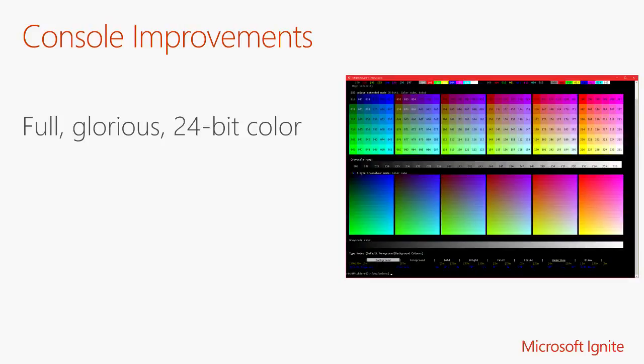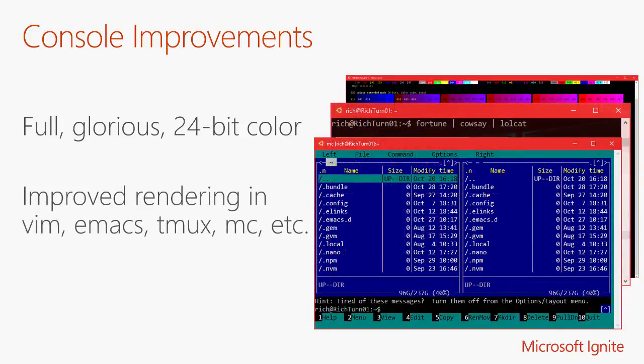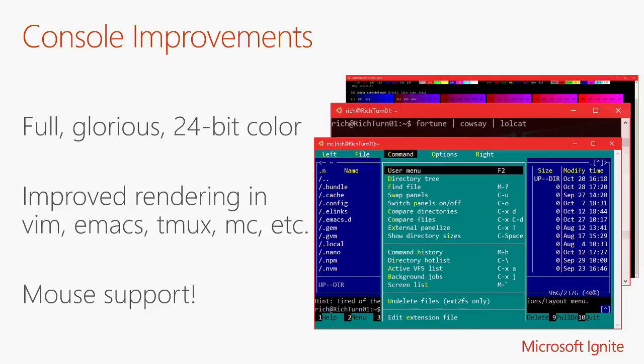Improvements: full glorious 24-bit color. We saw that improved rendering in Vim, Emacs, Tmux, Midnight Commander and so forth, and full mouse support. So the idea is that you'll be able to use the mouse with your console as well. To a certain extent, your Windows machine is going to become a really kick-ass Linux machine.